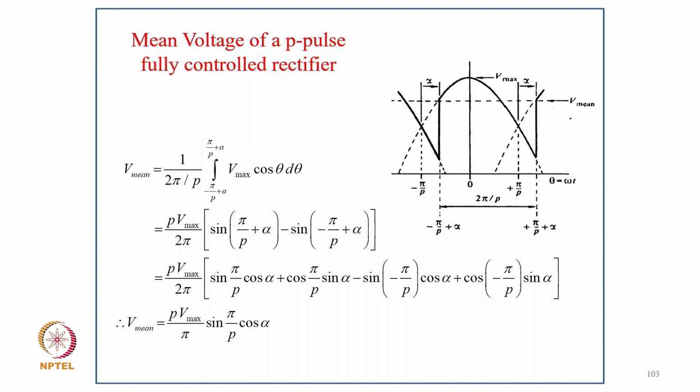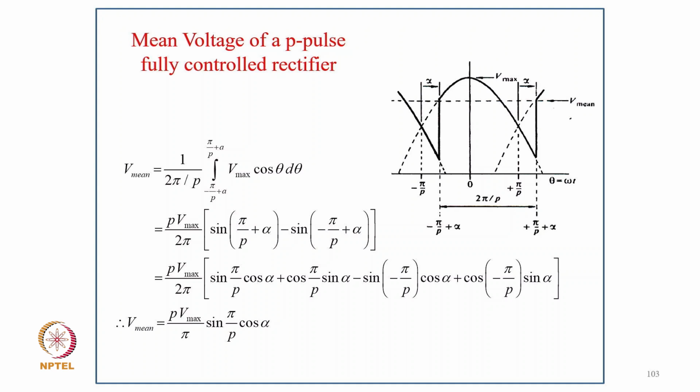Now coming to the mean voltage of a P pulse, for a generalized P pulse converter, as you can see in the waveform, so we get V mean equal to 1 upon 2 pi upon P, integral from minus pi by P plus alpha to pi by P plus alpha of Vm cos theta d theta, that is P Vmax upon 2 pi bracket sin pi by P plus alpha minus sin minus pi by P plus alpha, and equal to P Vmax upon 2 pi in bracket sin pi by P cos alpha plus cos pi by P into sin alpha, minus sin in bracket minus pi by P cos alpha plus cos minus pi by P into sin alpha, and that becomes V mean equal to P Vmax upon pi sin pi upon P into cos alpha, as you can see in the waveform how they are defined.